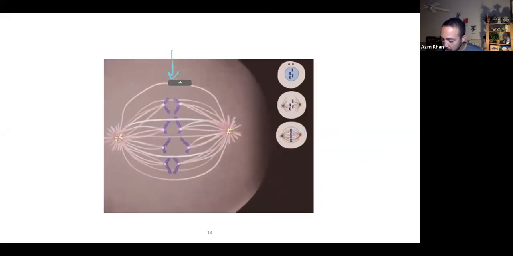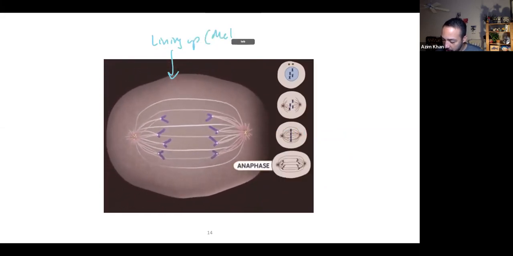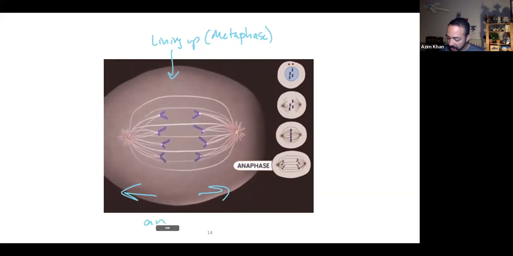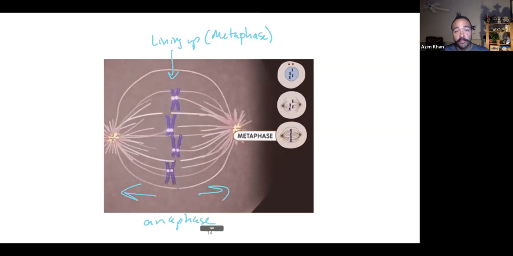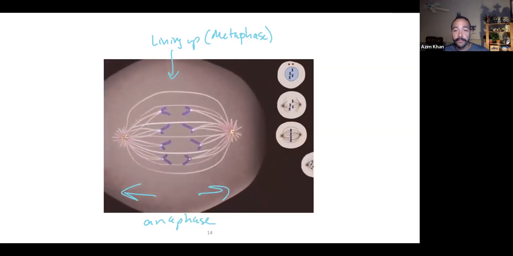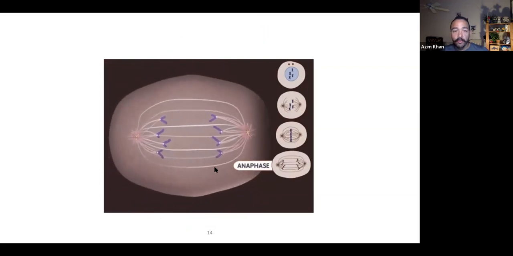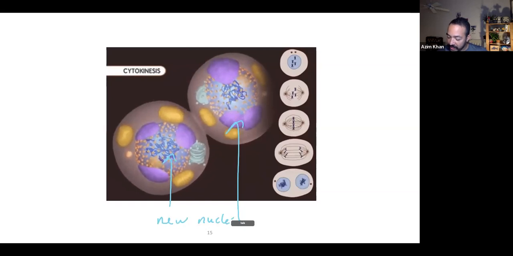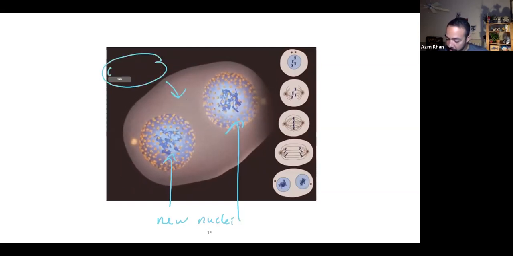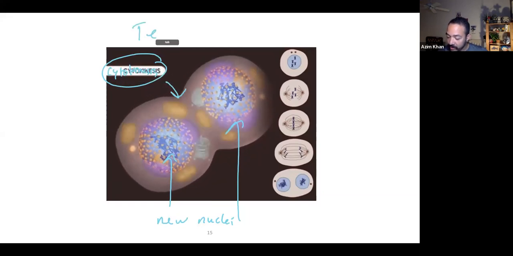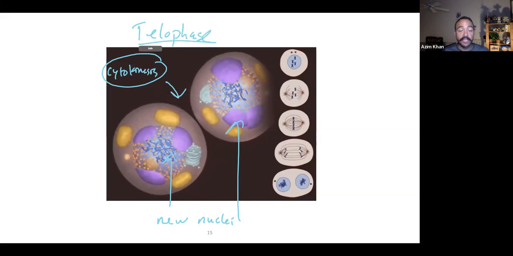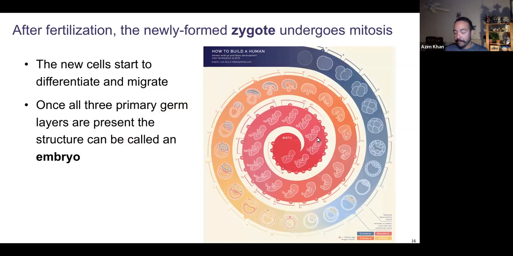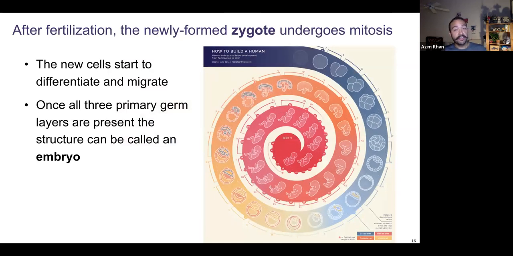Now we get lining up of chromosomes for metaphase. And then pulling apart is anaphase. The spindles pull the chromosomes apart, one copy to one side, one copy to the other. Once we separate the DNA, we reform nuclei, and we get cytokinesis, the cell splitting. This all happens during telophase. Cytokinesis happens during telophase. That, in a nutshell, is mitosis.